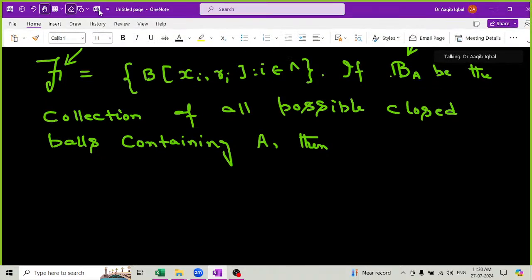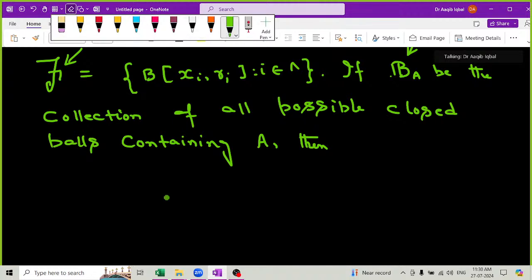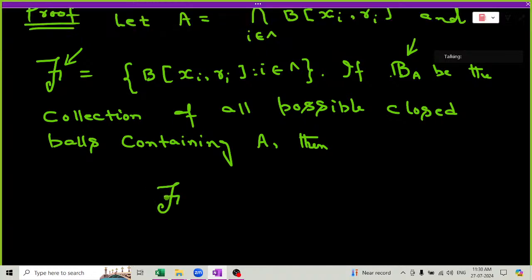Clearly the relation is that this fancy F will be a subcollection of boldface B sub A, because fancy F is also a collection of balls. But B sub A is the collection of all possible such closed balls. So in particular the fancy F balls will also be included, because after all these balls are also containing A, since their intersection contains A. In fact, their intersection is equal to A. Equal to A means contains A. So fancy F is contained in boldface B sub A.